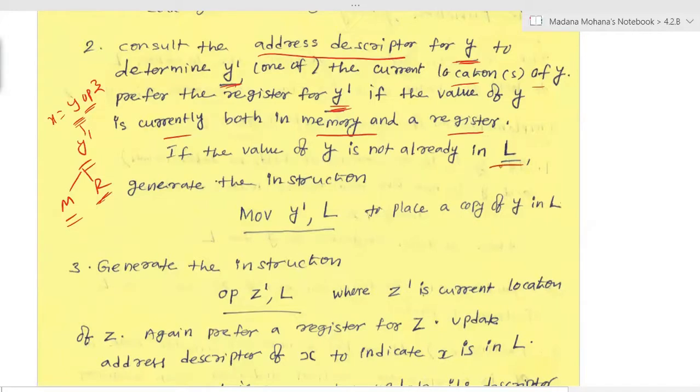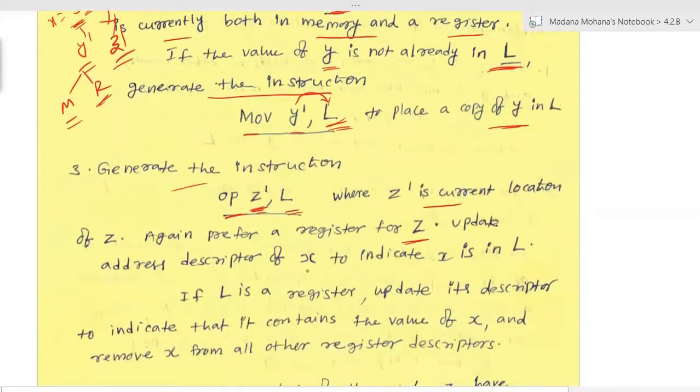If the value of y is not already in L, then we have to generate the instruction MOV y dash, L, to place a copy of y in L. A copy of y, which we call y dash, is placed in the location L. Next, generate the instruction op z dash, L, where z dash is the current location of z, which can be moved to the location L. Again, prefer a register for z if z is in both memory and register locations.